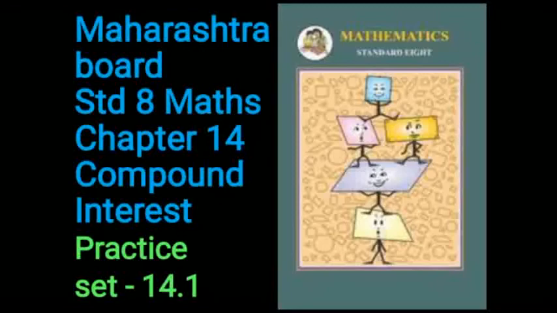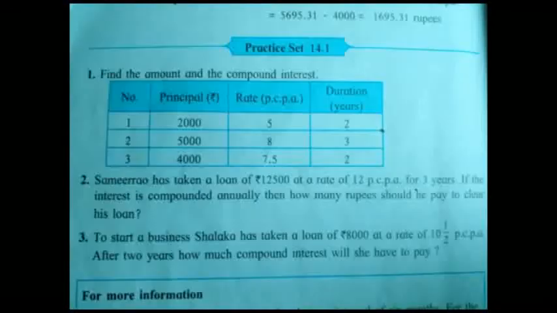We will begin practice set 14.1 on textbook page number 90. Find the amount and the compound interest. First one, principal is equal to rupees 2000, rate of interest is equal to 5 percent per annum, duration is equal to 2 years. First one, what is given? Principal, rate of interest and duration in years, that you have to write in the statement.